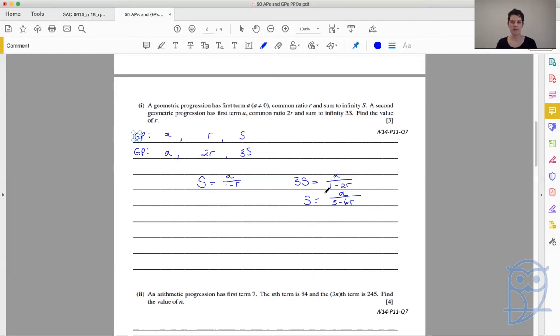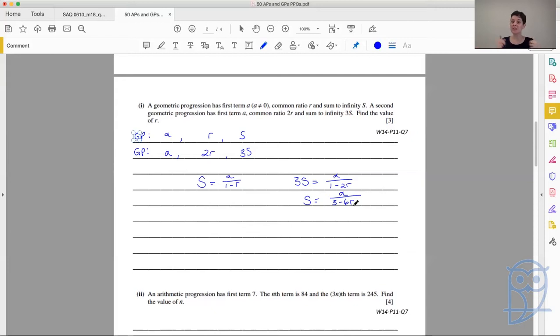So now what happens? Well, now what we're saying is we can equate s's because s equals s. So we would have a over 1 minus r equals a over 3 minus 6r. But you must stop and think a little bit there, because all the a's are identical. So what we've actually got here is identical left-hand sides, the s, and identical numerators, the a's.